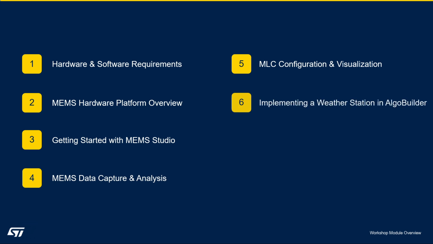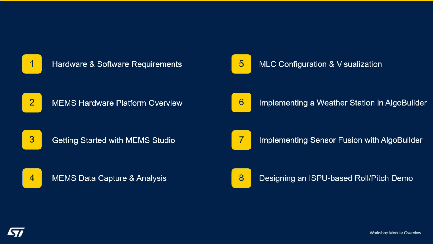In Module 6, we will create a weather station application using Algobuilder, the graphical no-code design tool integrated in MEMS Studio. Module 7 will show you how to use our advanced motion libraries in Algobuilder to evaluate a real-world sensor fusion use case. Finally, in Module 8, we will design a roll and pitch angle application using the Intelligent Sensor Processing Unit, or ISPU. Let's get started.